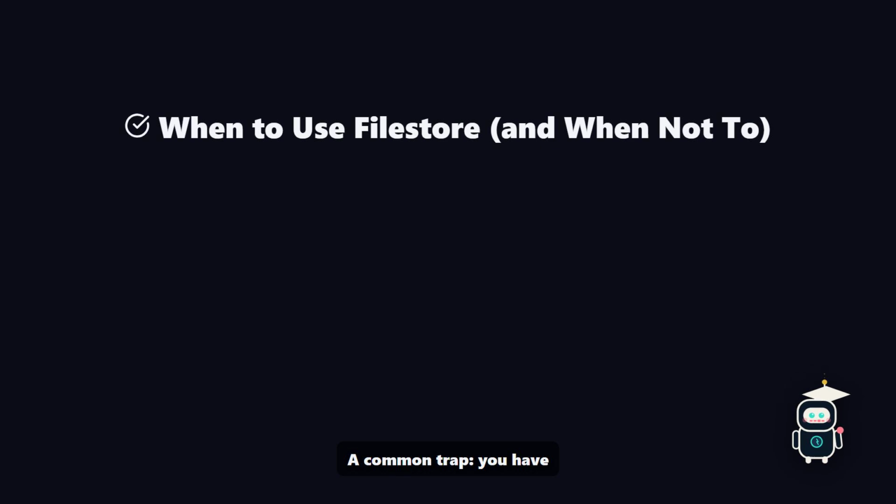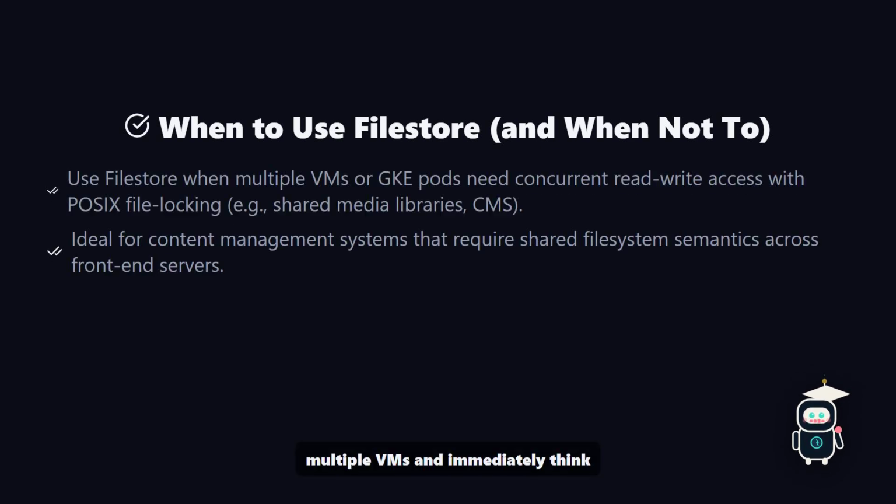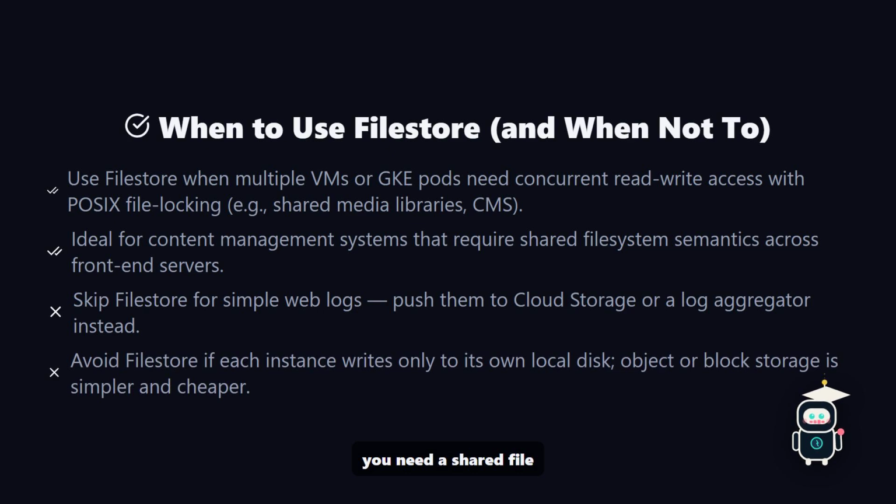A common trap. You have multiple VMs and immediately think you need a shared file system, so you reach for Filestore. But ask yourself, do these VMs truly need to read and write the same files concurrently with POSIX semantics? POSIX, Portable Operating System Interface, guarantees file locking and shared semantics across Unix-like systems, essential when multiple processes touch the same file without corruption. If your app doesn't need that, skip the complexity. This checklist helps you decide.